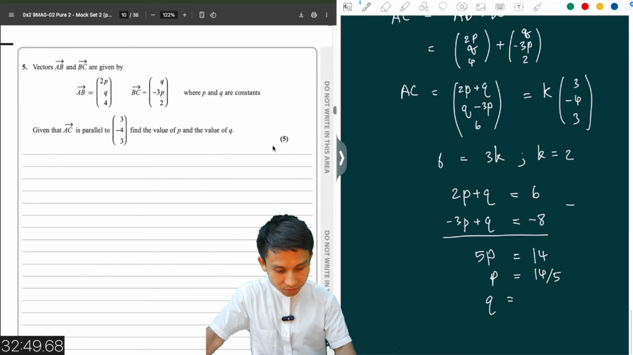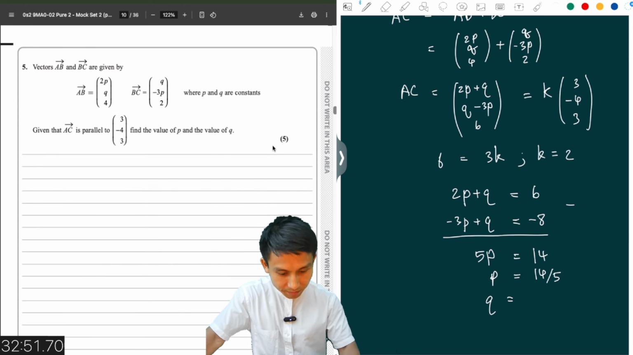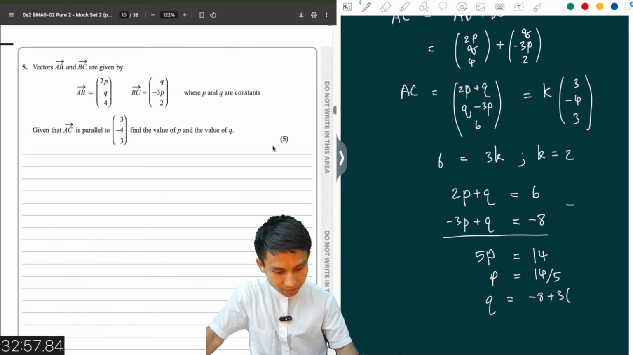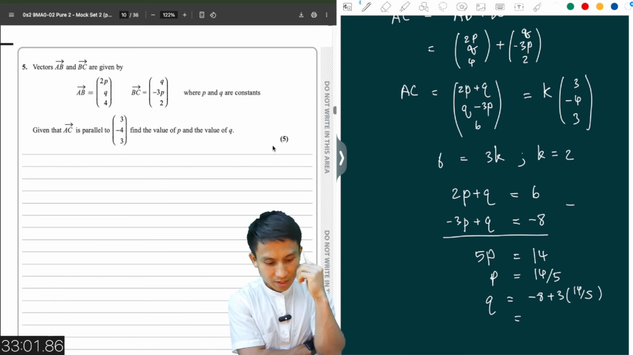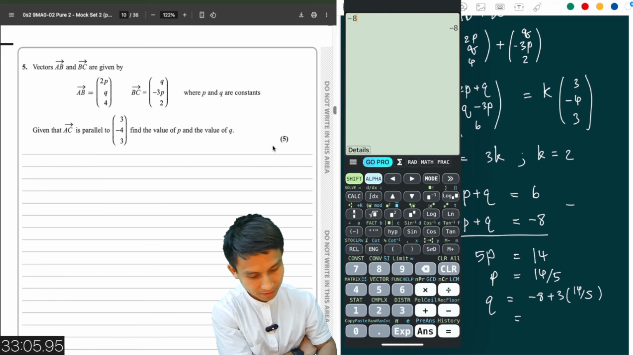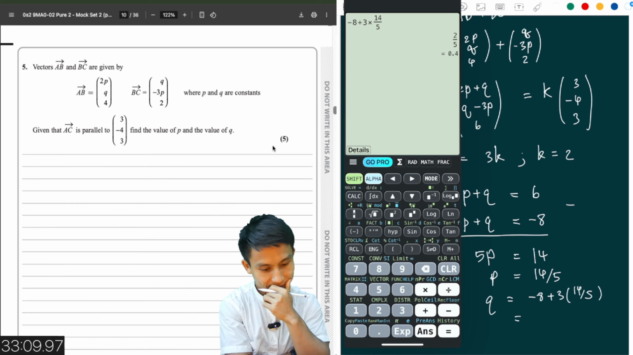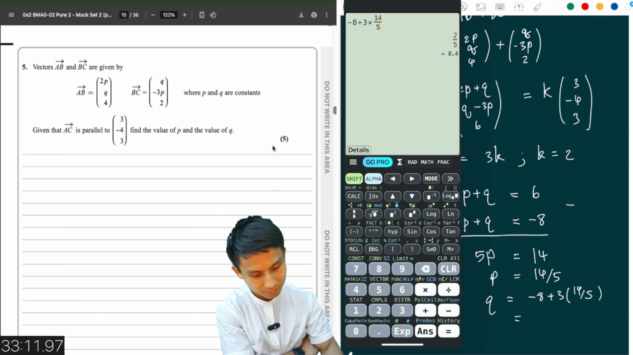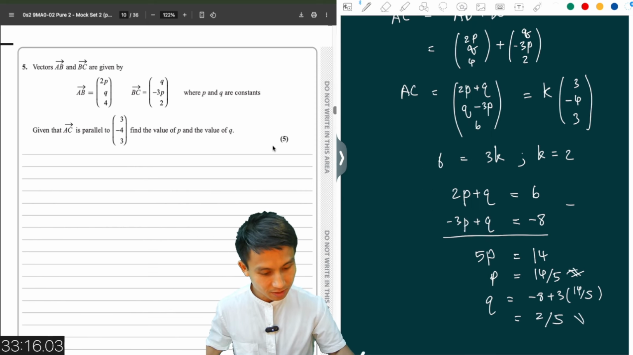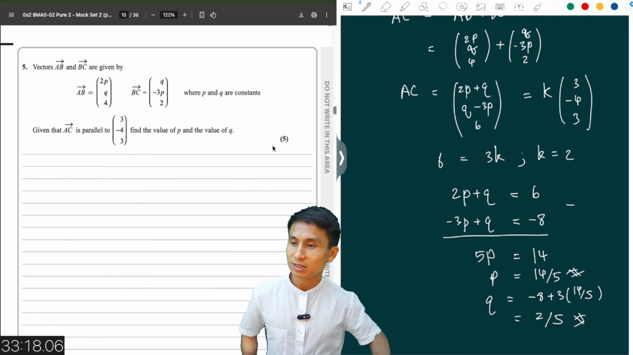So q will just be minus 8 plus 3p. I'm just using this one, so it's 14 over 5 like that. Let's see, calculator maybe. So minus 8 plus 3 times 14 over 5, yep, 2 over 5 there. So that's done, p and q. Done for vector. Not that bad.